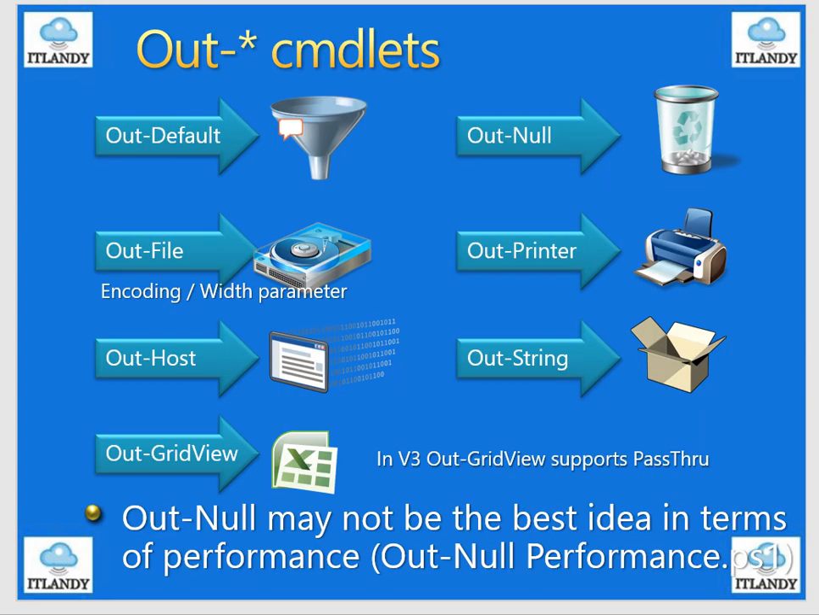Next, the output: Out cmdlet. Usually the output is processed by Out-Default. Alternatively, output can be piped to a specific out handler for sending to a printer, file, host, or string, or it can send a graphic as well, using maybe a third-party tool integrated with PowerShell. We have Out-Default, Out-Null, Out-Printer, Out-String, Out-Host, and Out-GridView and Out-File.